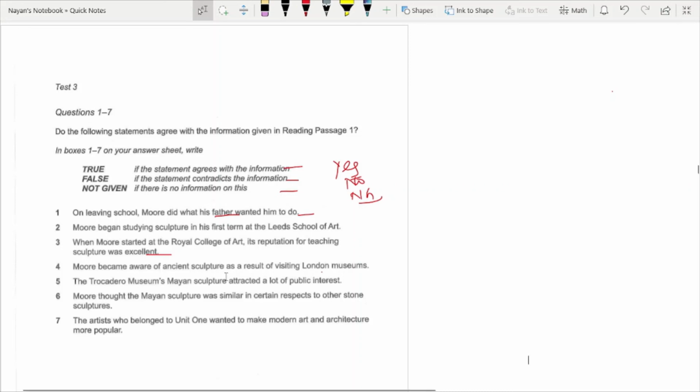So definitely the Trocadero Museum Mayan sculpture attracted a lot of public interest. This was not given because they have not mentioned anything regarding the public interest. Murray thought the Mayan sculpture was similar in certain respects to other stone sculpture. This was false because they have said that it was not resembling anyone. The artists who belonged to Unit 1: in the paragraph they have mentioned the main aim of Unit 1 was that they wanted to enhance people's knowledge about this sculpture.